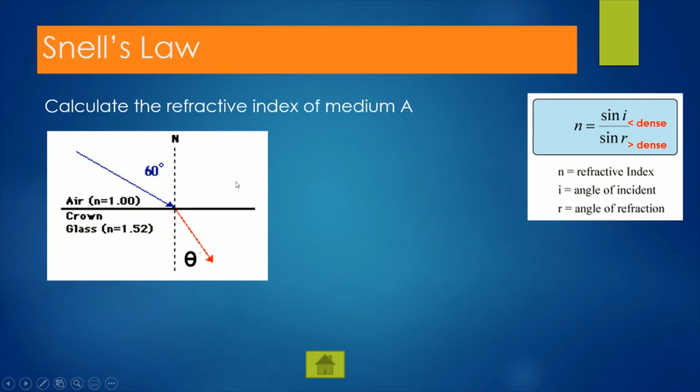Okay, what about this? We have light traveling from air to crown glass. The refractive index of crown glass is 1.52 and the incident angle is 60. So how much is this angle theta here? Using the same formula, we substitute in and we get theta equals 34.7 degrees.